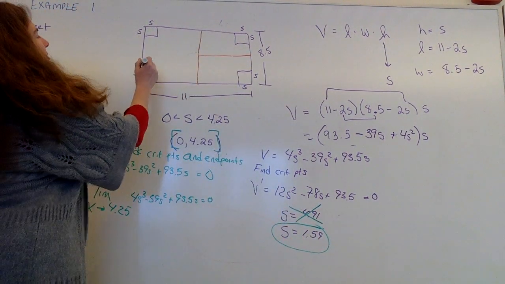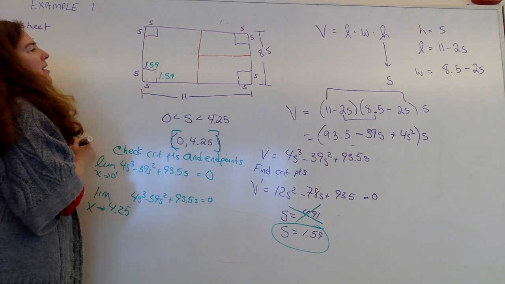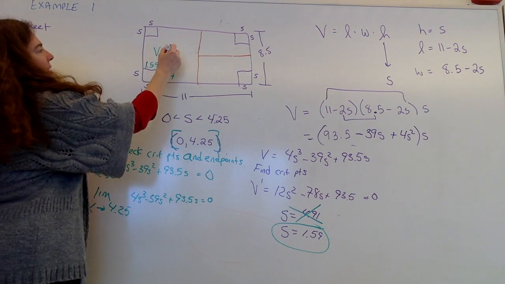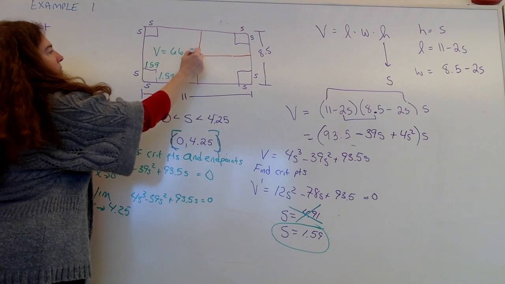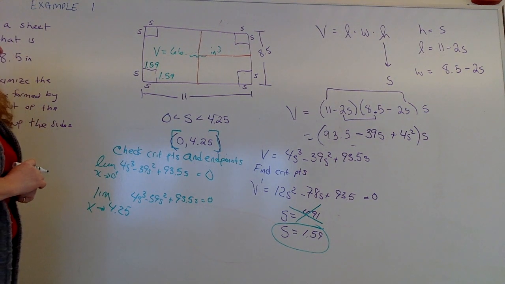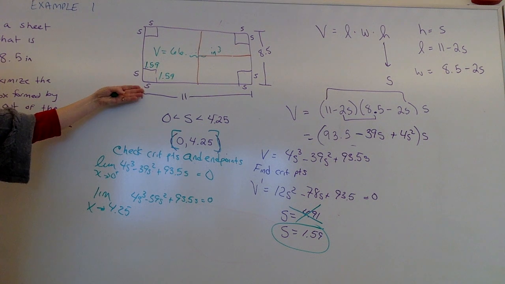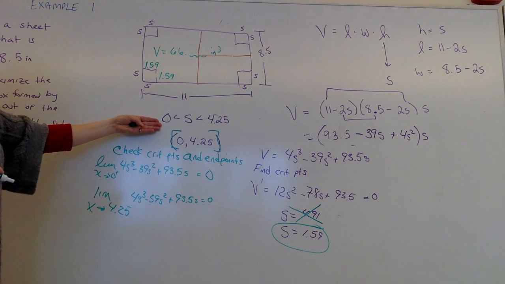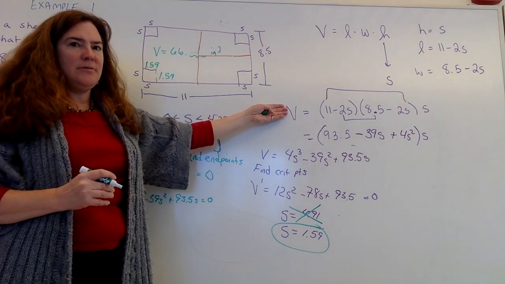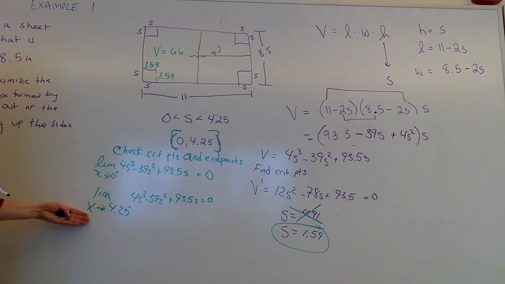So I know now that these squares should be 1.59 inches. And if I'm remembering correctly, when I plug that in, that gives me 66 point something cubic inches for my volume. So again, what did I do? I drew a picture. I labeled it. I found the constraints. I wrote my function. I took the derivative. I checked the critical points and the endpoints.